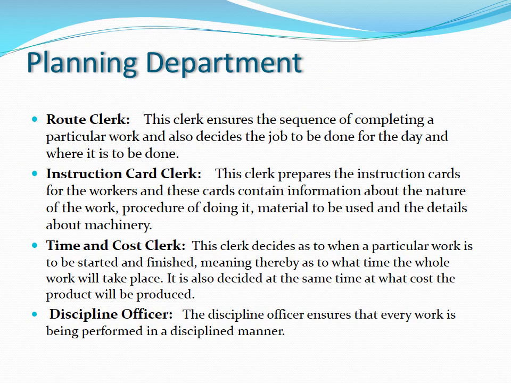This slide explains the 4 different experts or the supervisors in the planning department. The first one is route clerk, then is instruction card clerk, time and cost clerk, and discipline officer, or we can also say disciplinarian. So the route clerk, his main task is to ensure the sequence of completing a particular work, and he also decides what job is to be done, when it is to be done, and what's going to be the sequence of performing different tasks in completing one particular job.